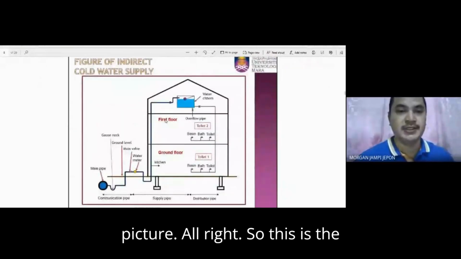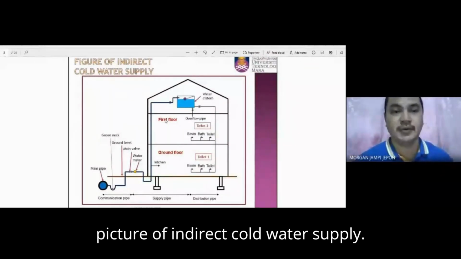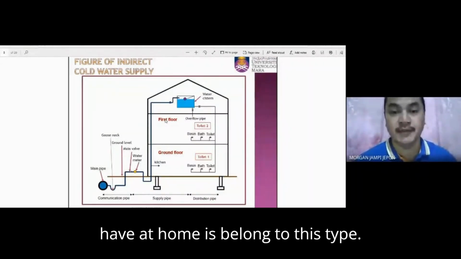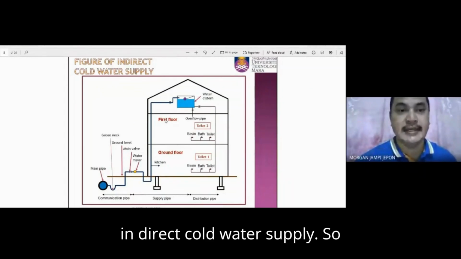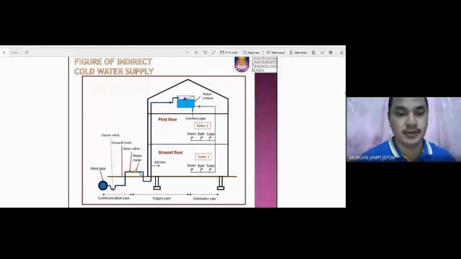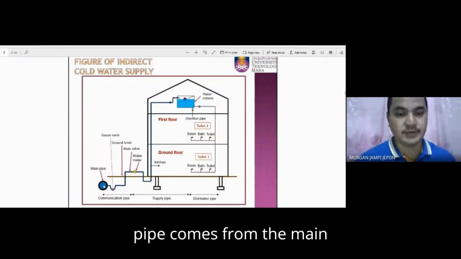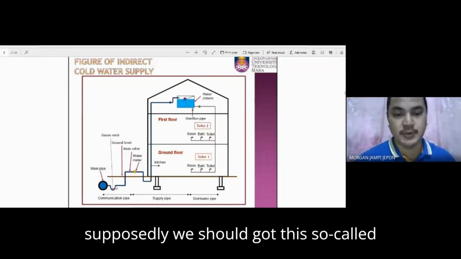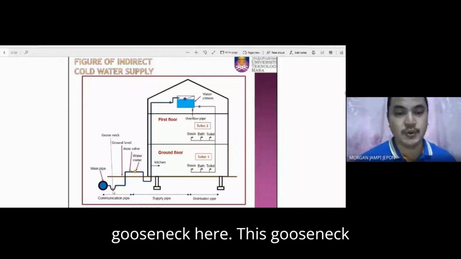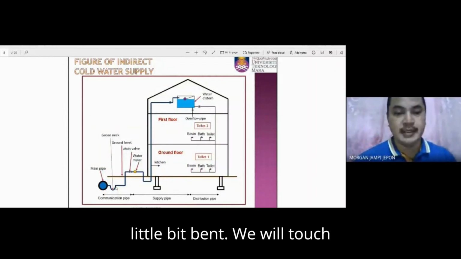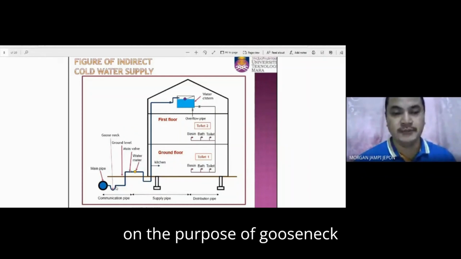This is the picture of indirect cold water supply. Actually, the one that we normally have at home belongs to this type. Similar to direct cold water supply, the pipe comes from the main supply. Then we should have this so-called gooseneck here. This gooseneck is actually a shape of a pipe, a little bit bent. We will touch on the purpose of the gooseneck later.